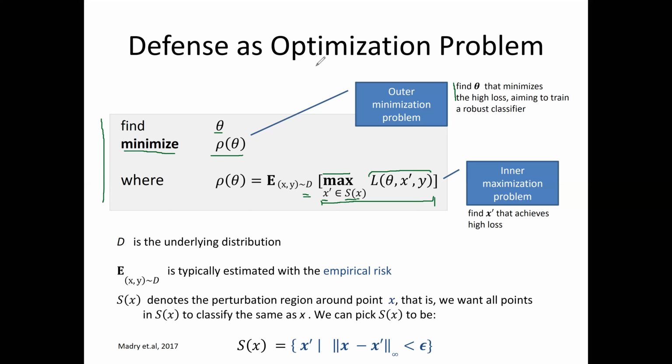referred to as adversarial defense. It was introduced in Madry and co-author papers in 2017. So that's a popular formulation that tends to work quite well in practice. Okay, so this is the optimization problem.